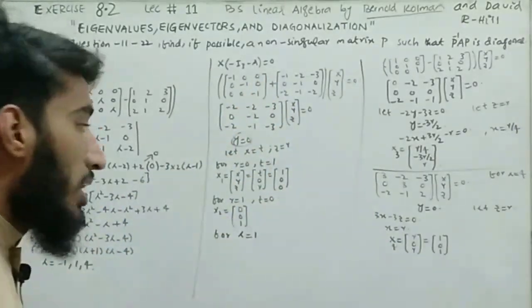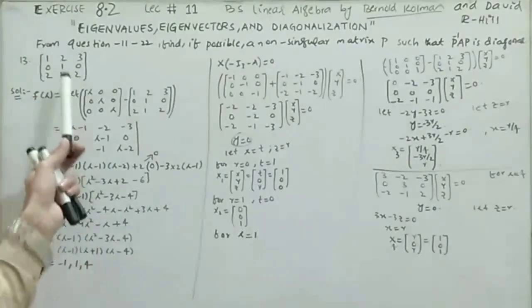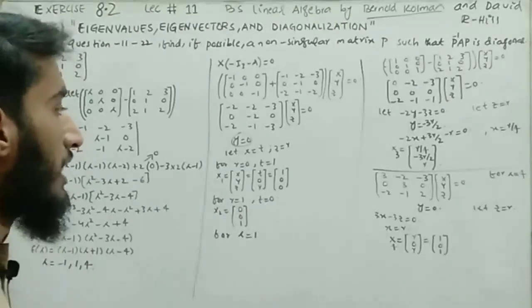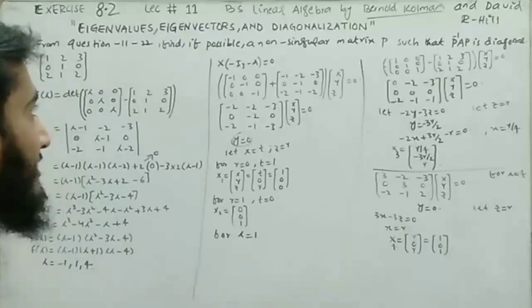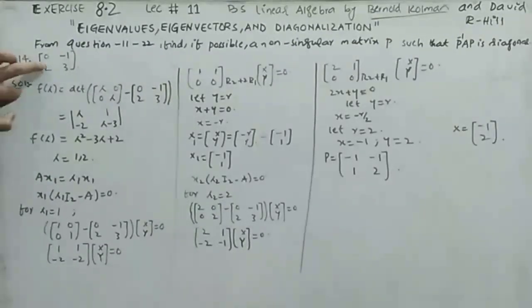So from here 4 different eigenvectors are generated. But remember, the given matrix is a 3 cross 3 order matrix, we need 3 eigenvectors, not 4 eigenvectors. It means that this theorem fails and the given matrix is non-diagonalizable. So because of non-diagonalizability we cannot find a non-singular matrix P. Now move to the next question, question number 14: 0 minus 1, 2 3.